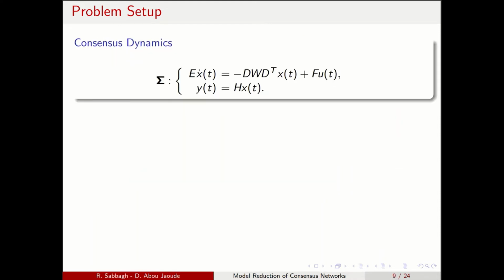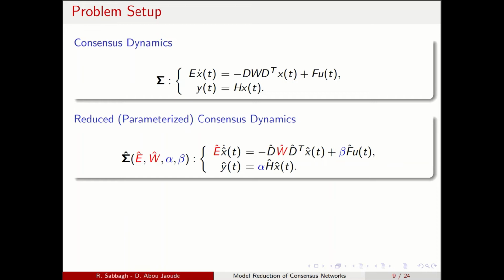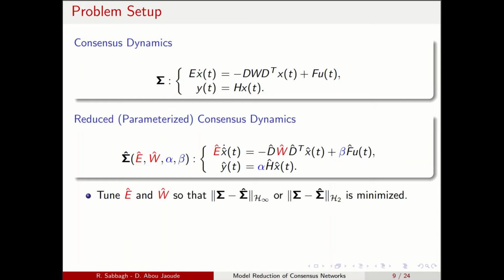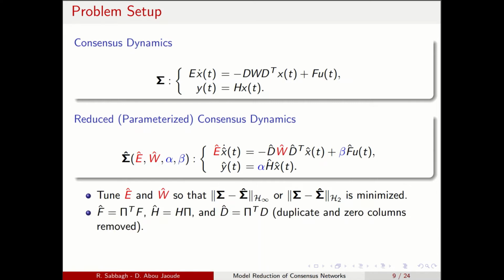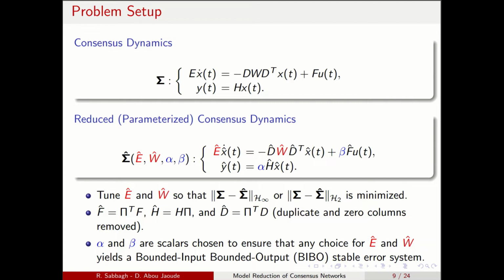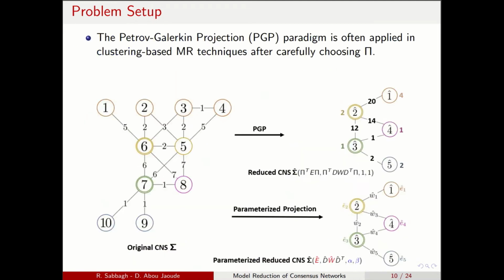So the dynamics of the original consensus network and the parameterized reduced consensus network are shown. And so the objective then is to tune E hat and W hat so that the approximation errors, which in this work are quantified by the H-infinity and H2 norm of the error system, sigma minus sigma hat, is minimized. The matrices F hat, H hat, and D hat are constructed based on the clustering matrix phi and so are fixed. And finally, alpha and beta are scalars that will be chosen to ensure that any set of reduced nodal timescales or edge weights yield a bounded input, bounded output stable error system, and thereby ensure that these reduction errors will always be bounded. So oftentimes, the Petrov-Galerkin projection paradigm is applied in clustering-based model reduction techniques after carefully choosing the clustering matrix phi.